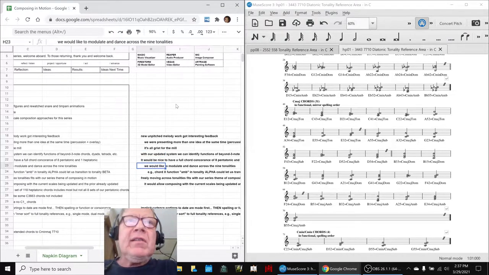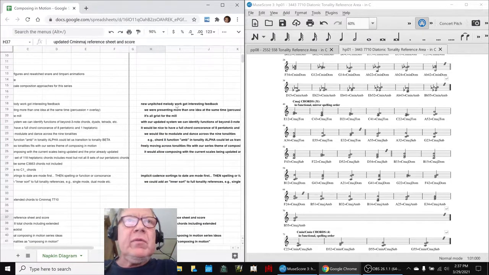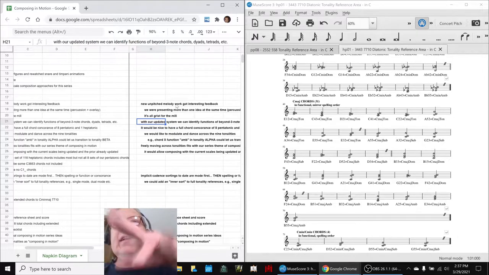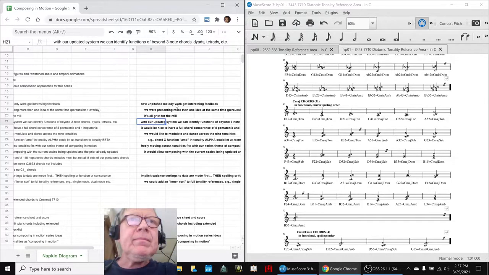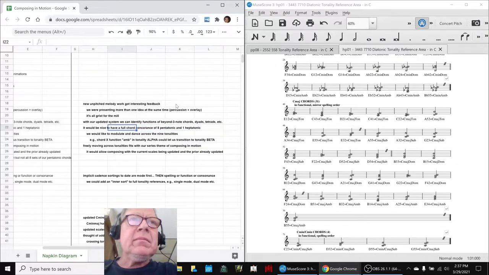We also had several ahas in today's series with our updated system of identifying mode plus active, no mode plus active, mode plus no active, no mode plus no active. We can now identify the function of any chord, no matter how many notes it has, whether two notes, three notes, four notes, five notes, or one note. We then reflected it would be nice to have a chord concordance, which we'll talk about more later.